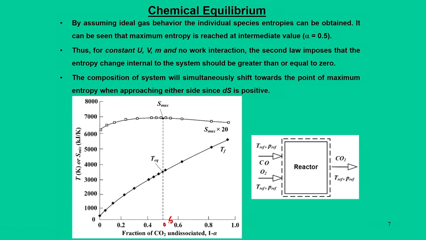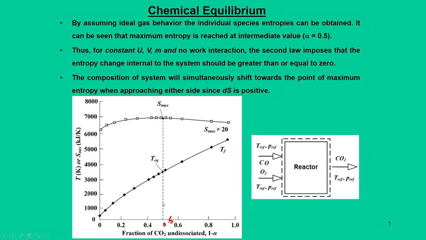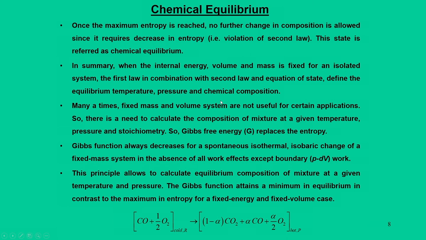So, it means not necessarily that we will have maximum entropy when the entire product is formed, and not necessarily that the reaction will proceed, or equilibrium condition is achieved, only when the maximum entropy condition is reached. And corresponding to this maximum entropy condition, we can find out the equilibrium temperature. So, based on this, we can say that the composition of the system will simultaneously shift towards the point of maximum entropy when approaching from either side, since change in the entropy is positive.